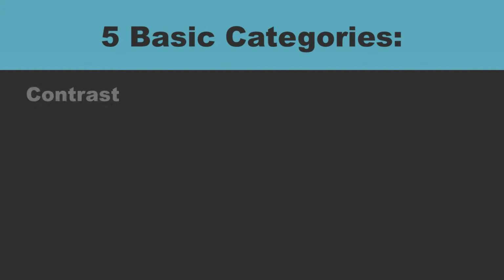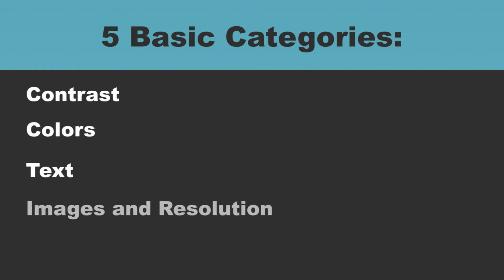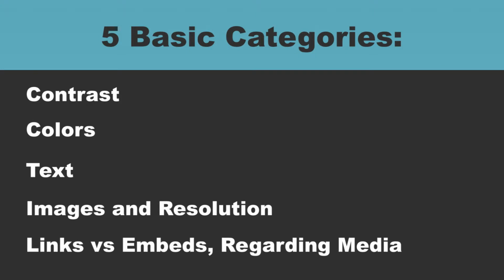This how-to video is going to break down into 5 basic categories: contrast, colors, text, images and resolution, and links versus embeds regarding media.